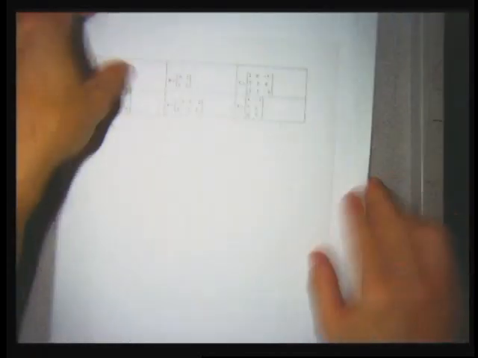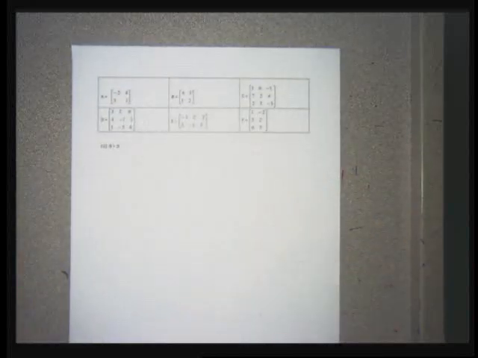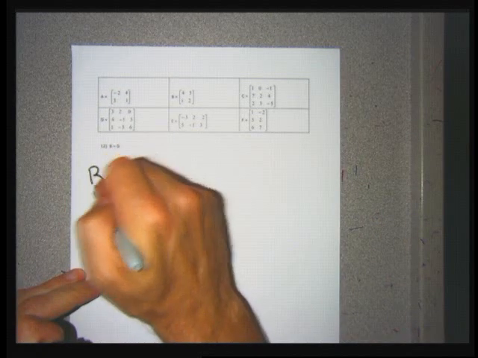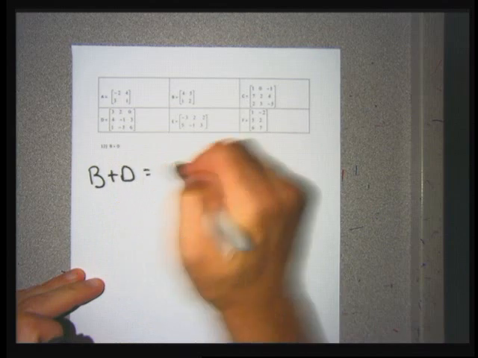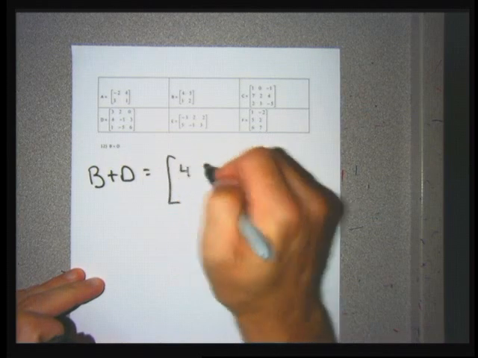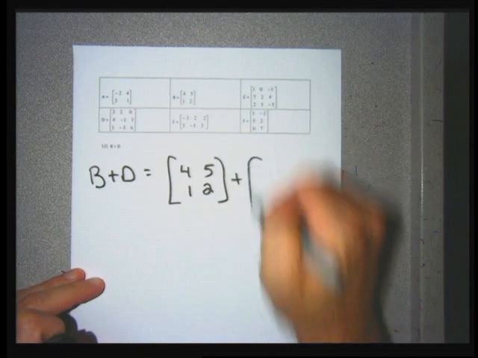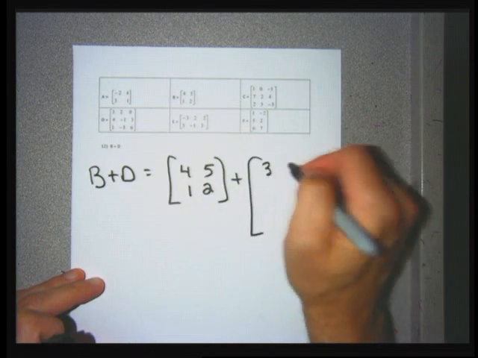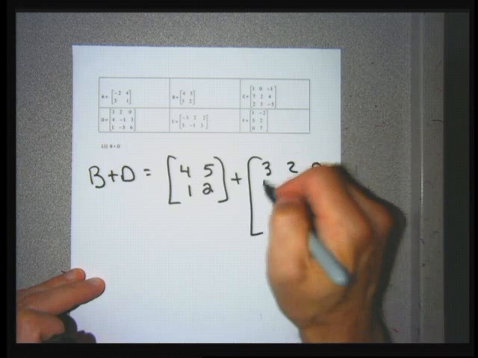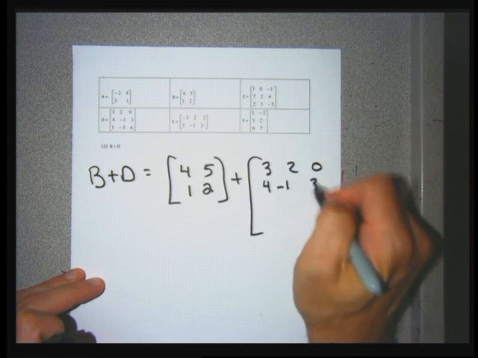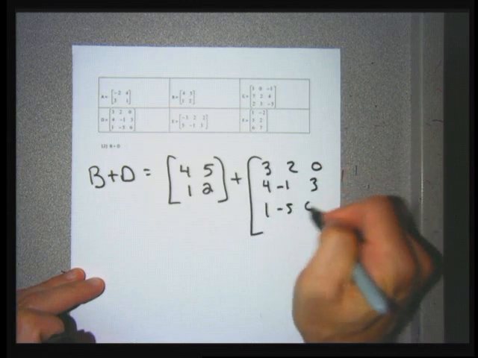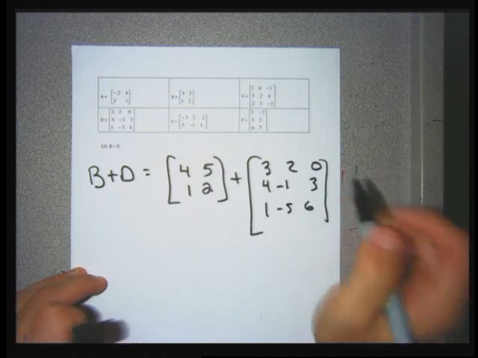Next problem wants me to take matrix B and add it to matrix D. So I'll set that up. To do B plus D, B is 4, 5, 1, 2. I'm going to add that to matrix D, which is 3, 2, 0, 4, negative 1, 3, 1, negative 5, 6. This isn't going to be possible.